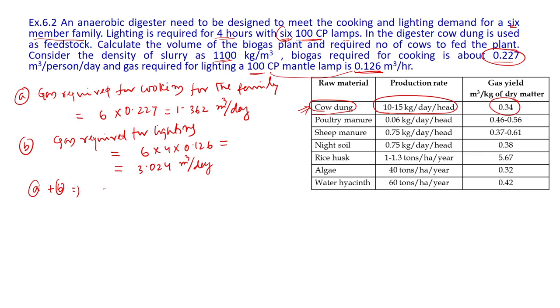So, if we add this A plus B, which is nothing but total daily gas required for the family, will be 1.362 plus 3.024, which is nothing but 4.386 cubic meter, which is the total daily gas required for the family.